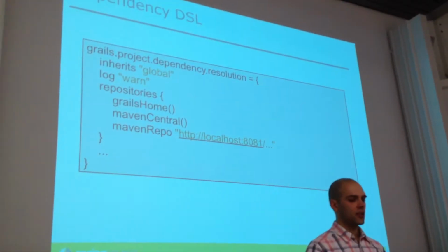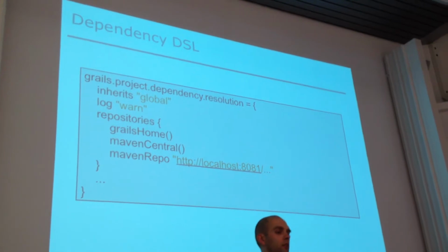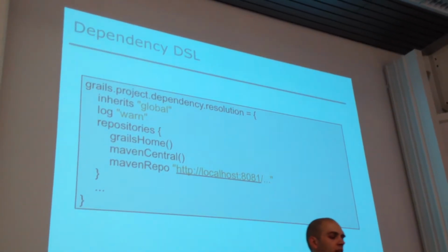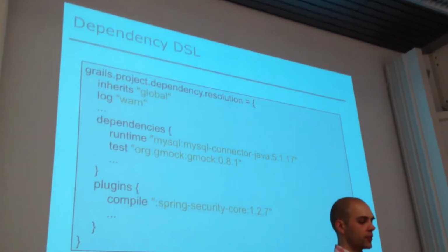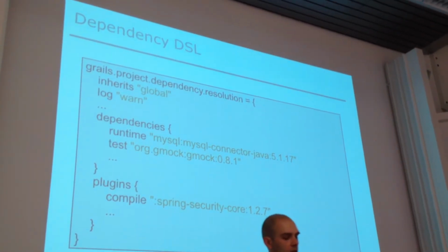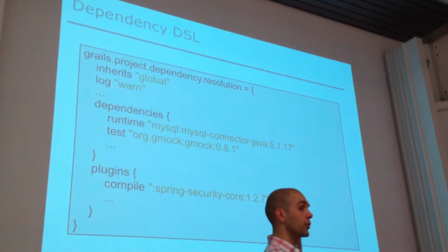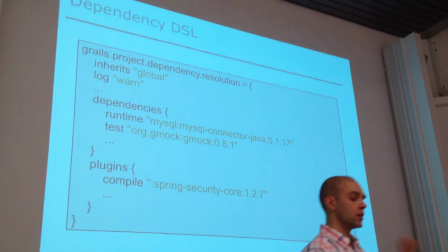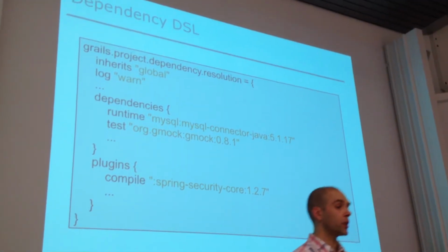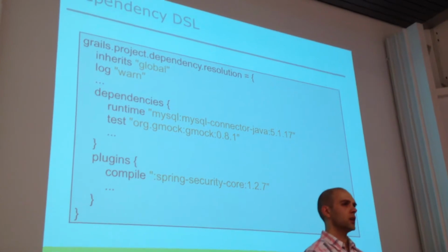Dependency DSL, this is how you integrate with Maven Central, that kind of thing. This is dependencies and repositories. Very easy to configure custom repositories, say your Nexus, if you put that in front of, say, Maven Central. And then you declare your dependencies using a much more succinct syntax than Maven. And this is where you declare plugins as well, things like Spring Security if you want to add access control.